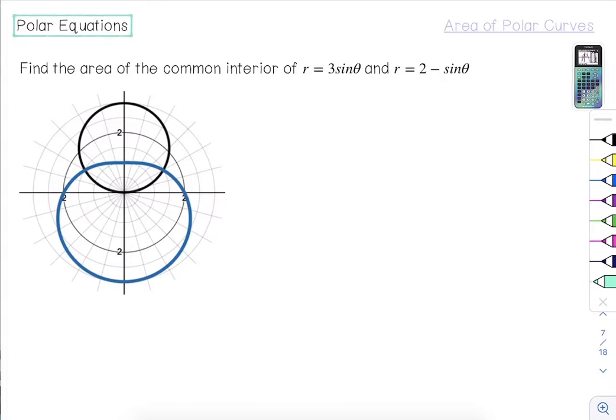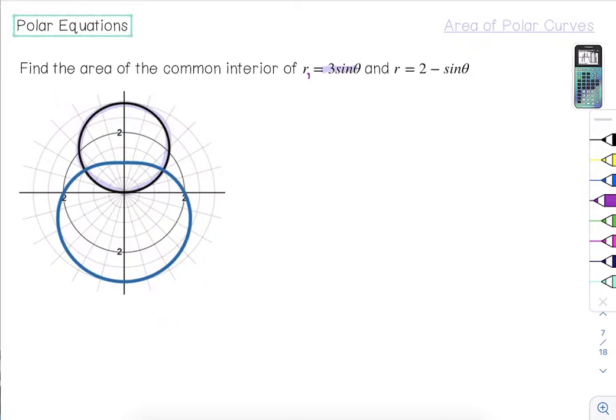Let's talk about finding the common area between two polar curves. So we're going to find the common area between r equals 3 sine of theta. We'll call that r1. r1, 3 sine of theta, is a circle around the y-axis with a diameter of 3.